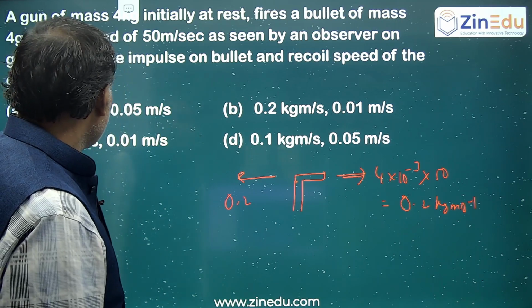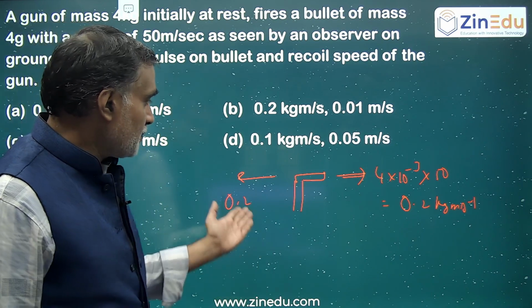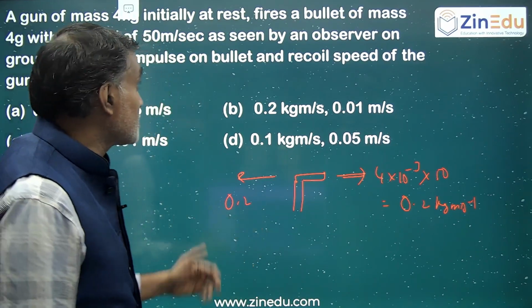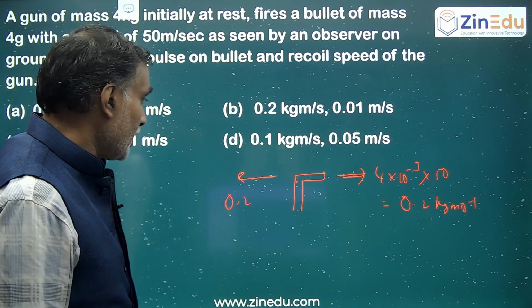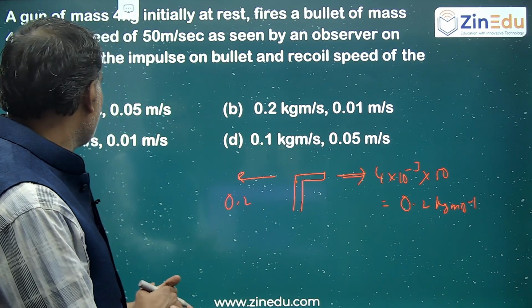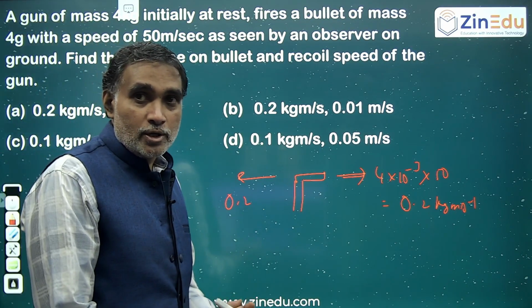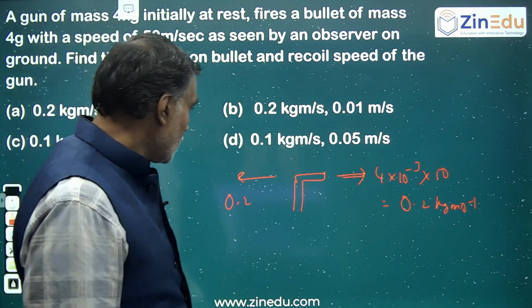So, impulse of the bullet is 0.2, and what is the recoil speed of the gun? Its momentum is 0.2 and speed is momentum by mass. What is mass of the gun? 4 kg. So, 0.2 by 4, that is 0.05. So, the answer is A.